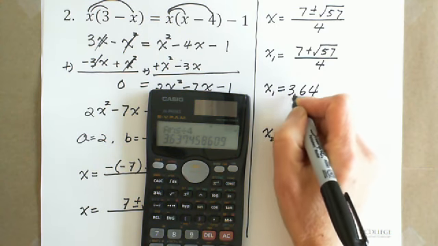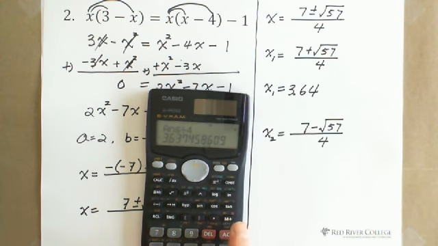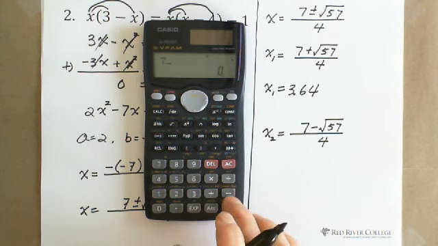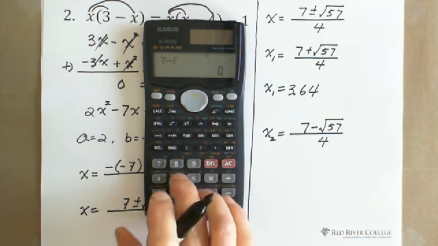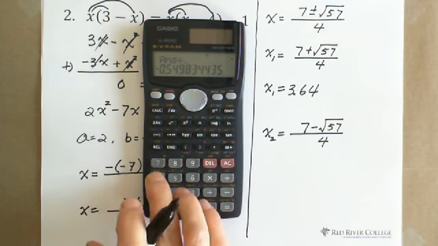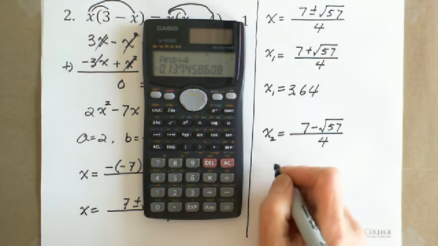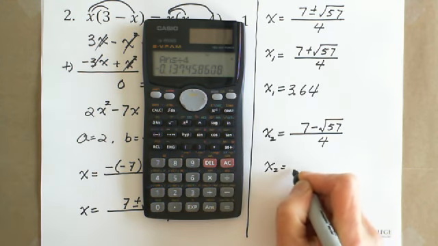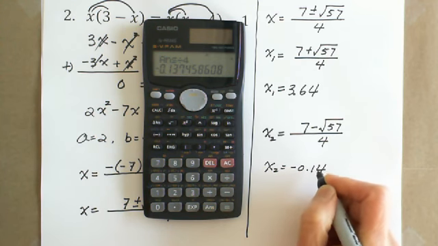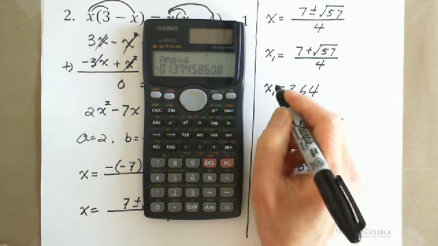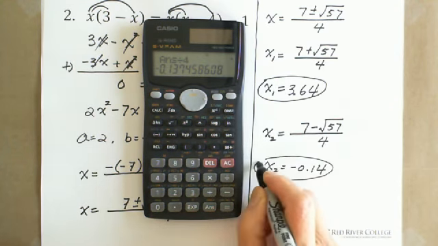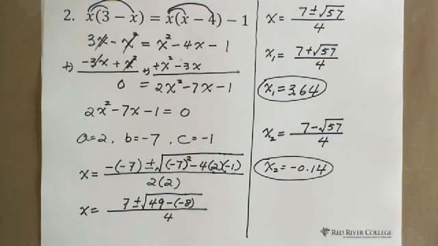3.64 if you want to keep 2 decimal places. And the second solution is 7 minus square root of 57, hit the equal sign, then divide by 4. And x2 equals negative 0.14 if you keep 2 decimal places. So these two are the solutions. This is using the formula.